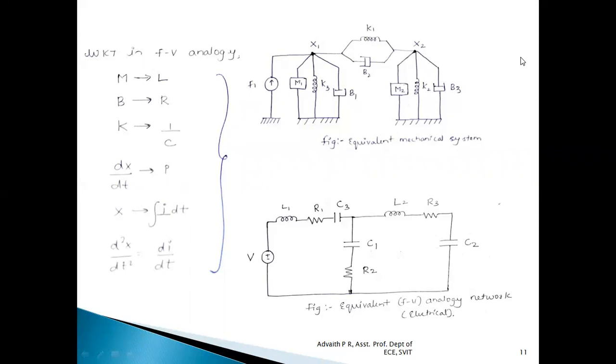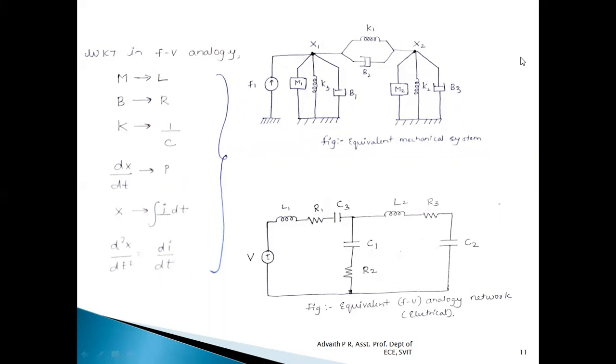In this video lecture, I'll be showing you how to draw an equivalent mechanical system in its equivalent electrical form using the force-voltage (FV) analogy. Using force-voltage analogy, how to convert a mechanical system into its equivalent electrical form.